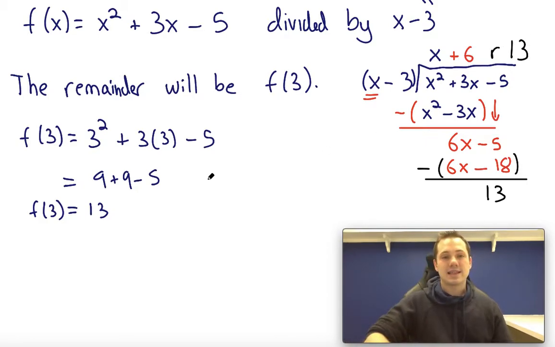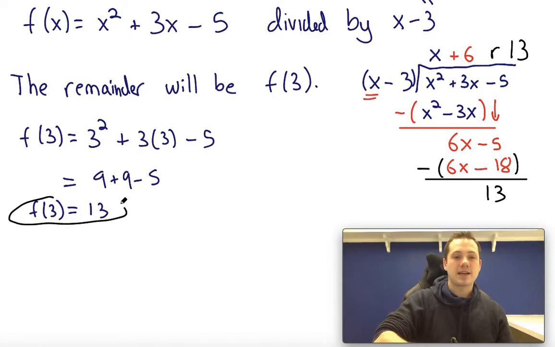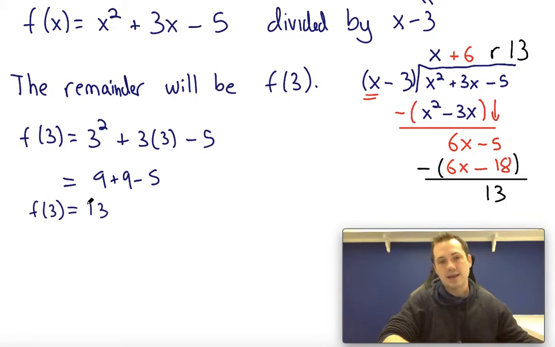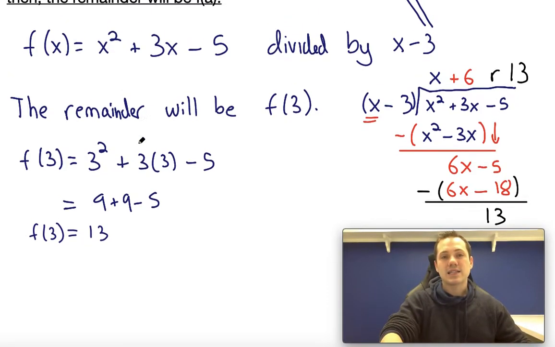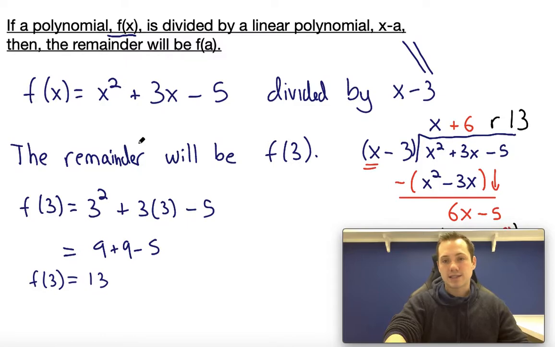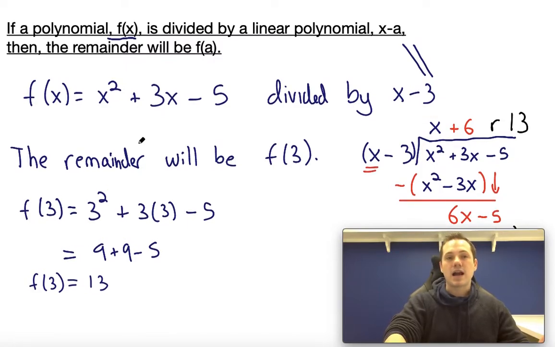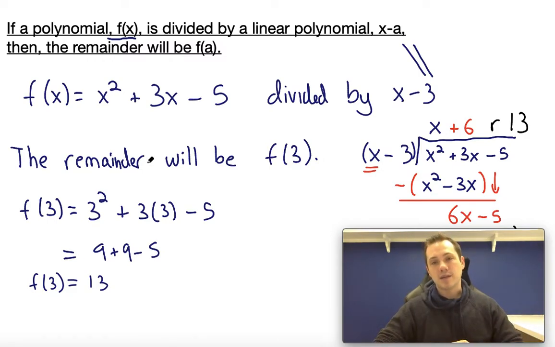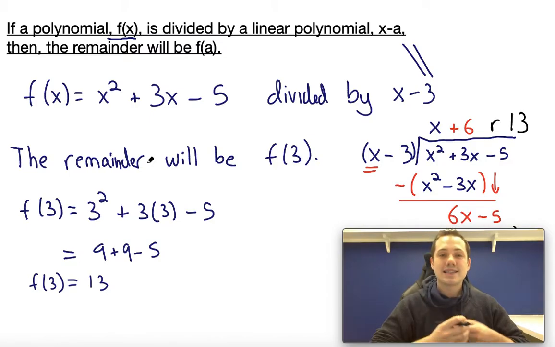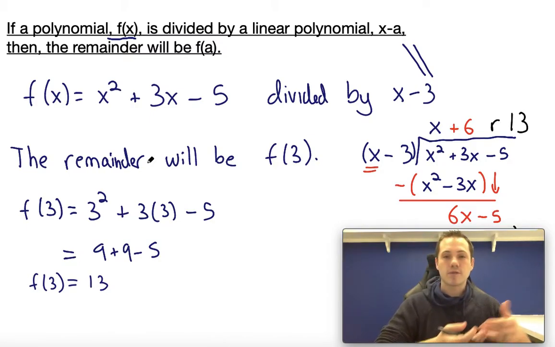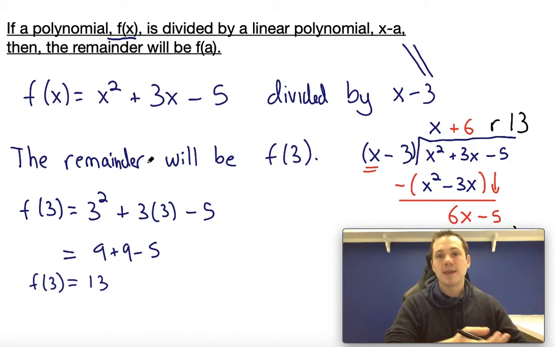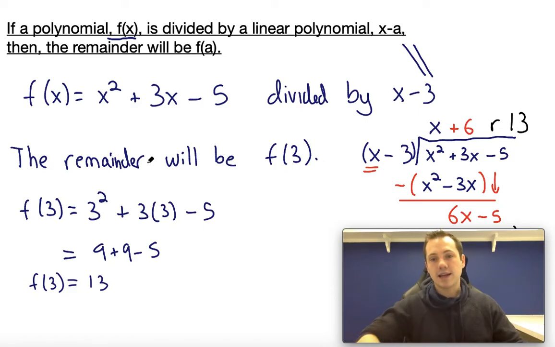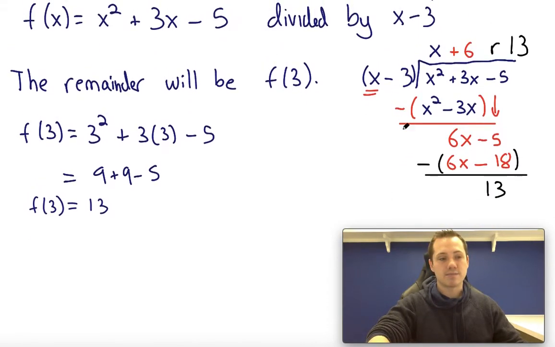And we can see that this very nicely matches up with that initial result that we got. That f of 3 is equal to 13. And that's what the polynomial remainder theorem allows us to do. It allows us to figure out what the remainder is when f of x, a polynomial, is divided by a linear polynomial x minus a. But you can see that it's much quicker to go through the polynomial remainder theorem than it is to go over here and try to do this whole long division process.